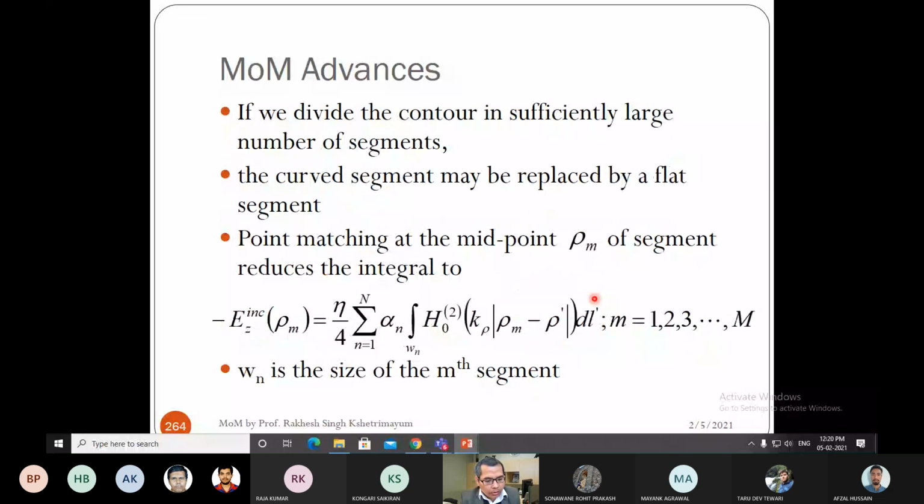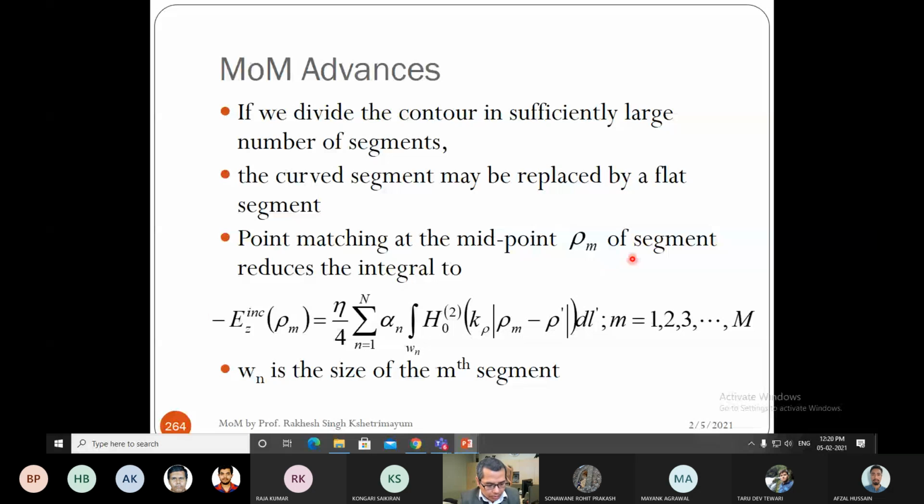So if we divide the contour into a sufficiently large number of segments, then the curved segment may be replaced by a flat segment. So we are actually having a contour which is circular in shape because this is a cylindrical scatterer. So we are subsectioning the circumference of the circle into small subsections. But if we have sufficiently many subsections, every small subsection can be represented as flat. Then you apply the point matching. So point matching, delta testing function at rho m of the segment, reduces the integral equation to this.